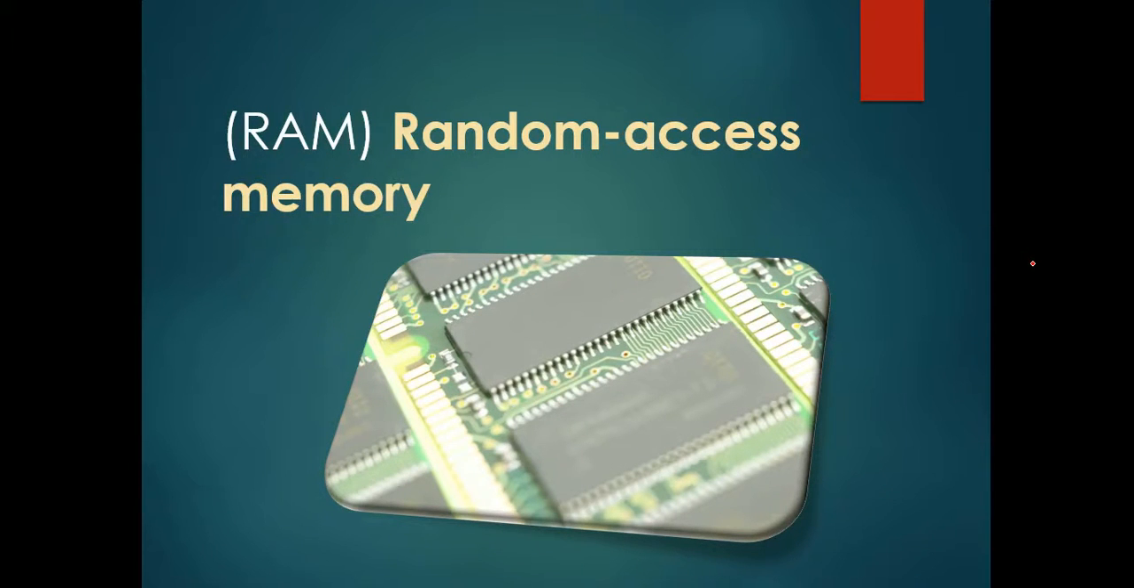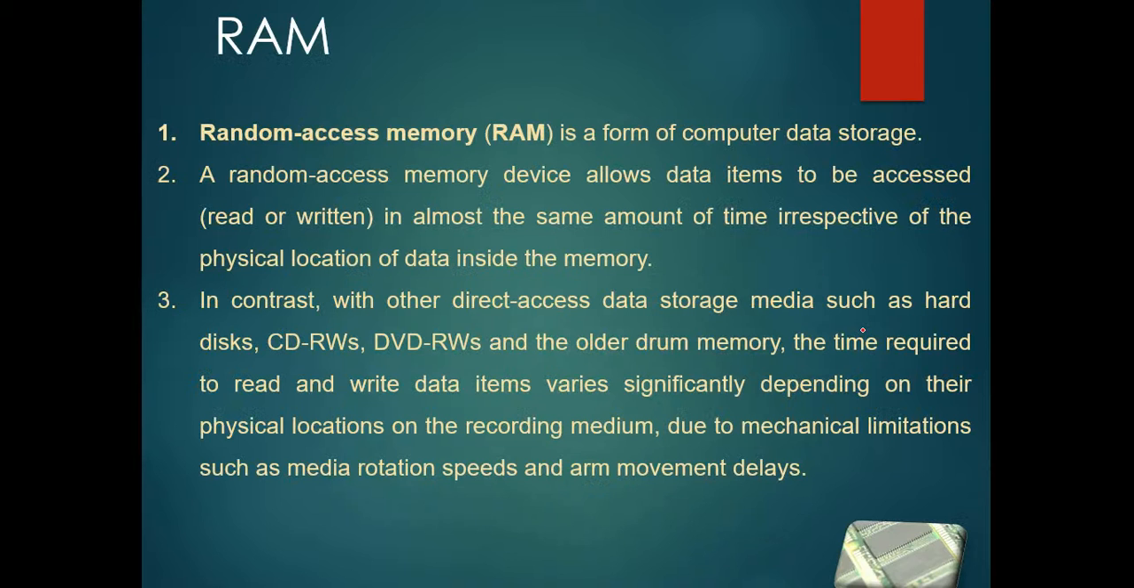So let us talk about random access memory, that is RAM. RAM is actually a form of computer data storage, one of the most important parts of your computer. This random access memory is a device which allows data items to be accessed, meaning read or written, in almost the same amount of time. This is very important: the same amount of time, irrespective of the physical location of the data inside the memory.